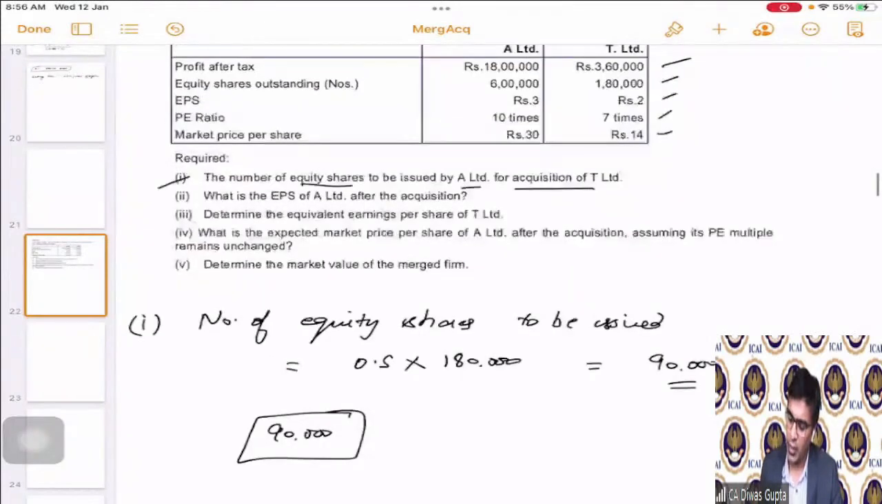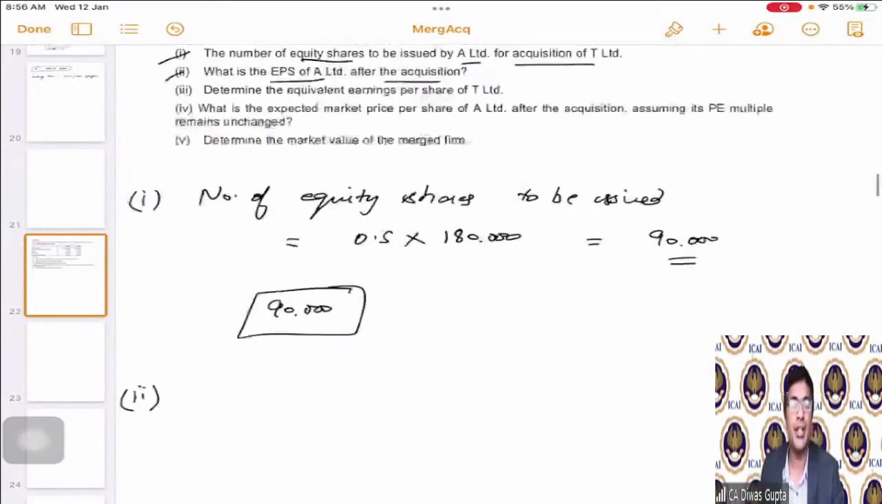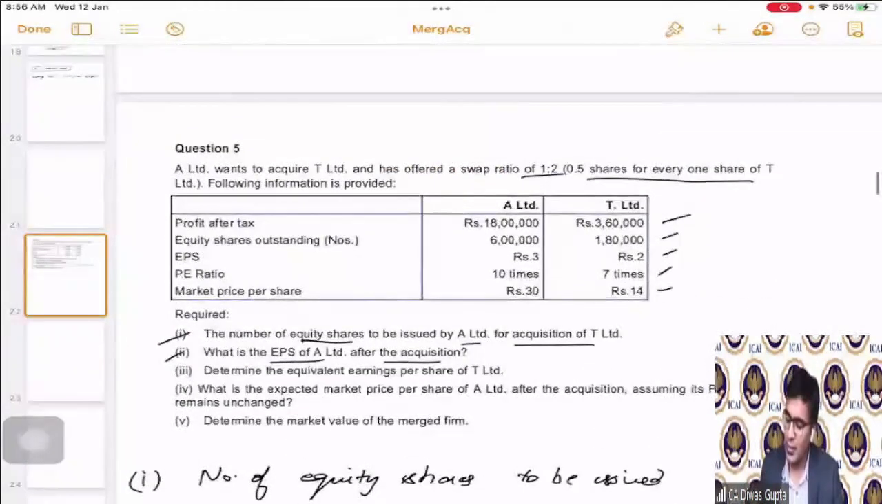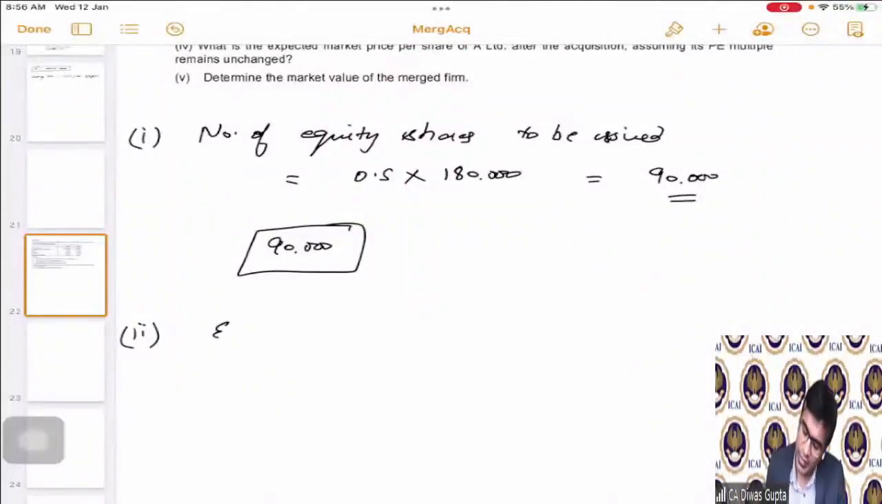Okay. Now coming to the second part. What is the EPS of A Limited after the acquisition? Now see, they are asking us to calculate after acquisition. What is the EPS? Simple. That means EPS after merger. Now, is this a case of issuing the equity shares? Yes. That means, and is there a synergy gain? No. We will take the total gain, total profits divided by the total number of shares. It is also very easy.